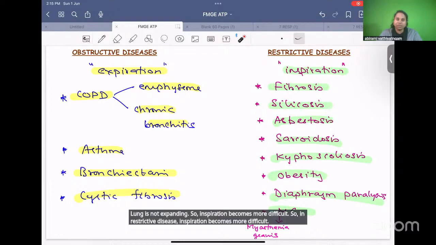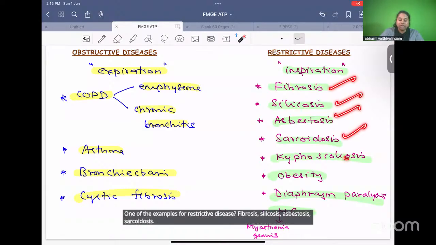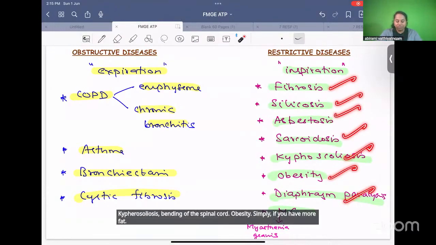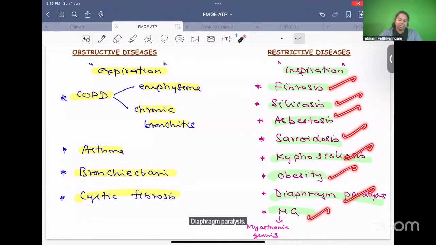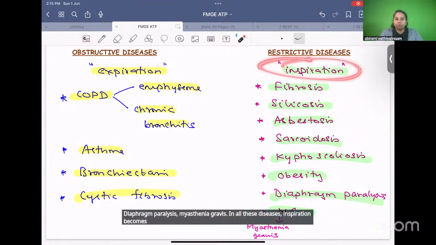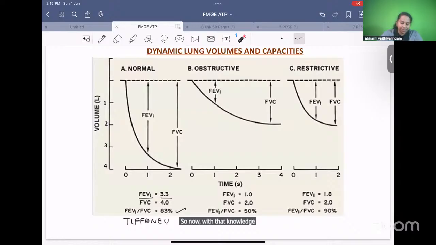What are the examples for restrictive disease? Fibrosis, silicosis, asbestosis, sarcoidosis, kyphoscoliosis, bending of the spinal cord, obesity, simply if you have more fat, diaphragm paralysis, myasthenia gravis. In all these diseases, inspiration becomes more difficult. It's very good, Hadia. Inspiration becomes more difficult. So now with that knowledge, let's read this.